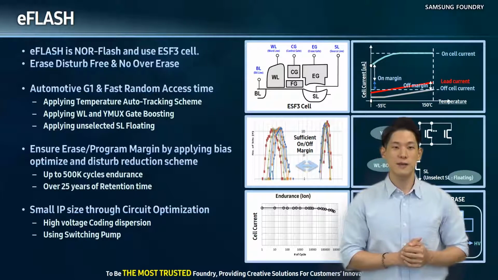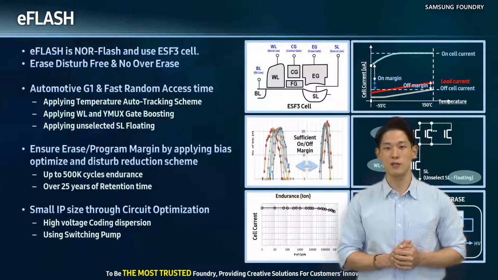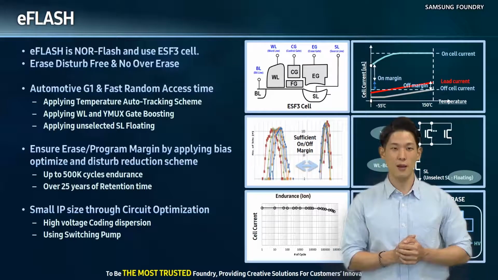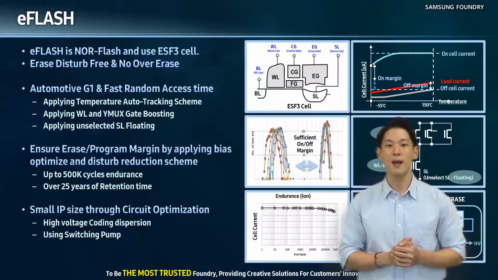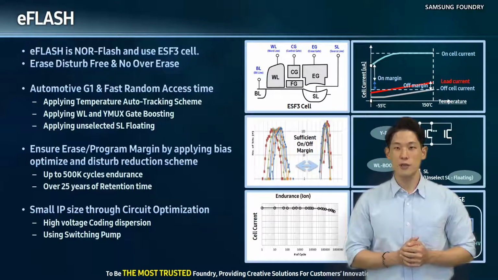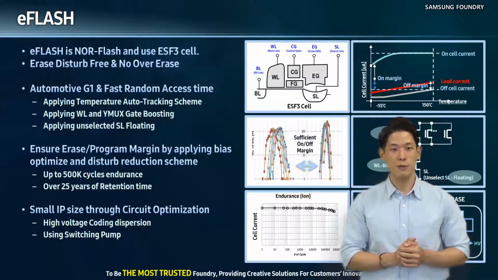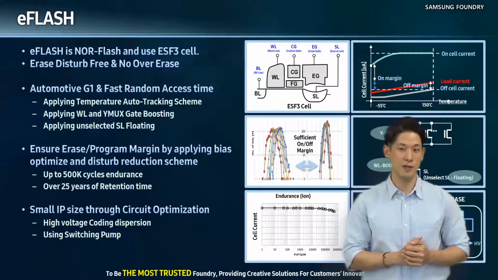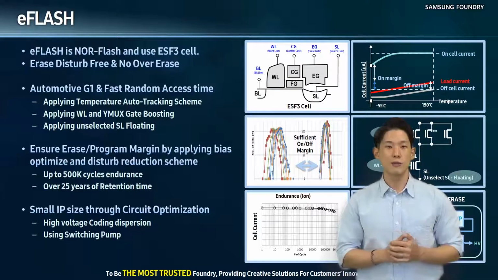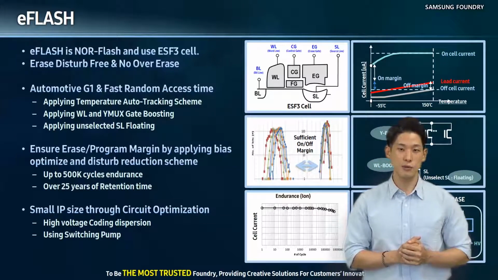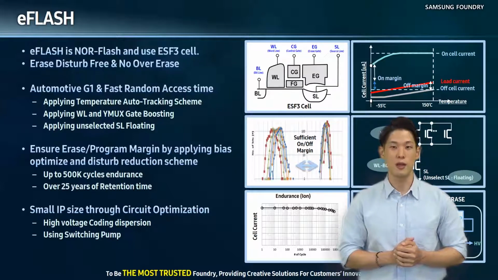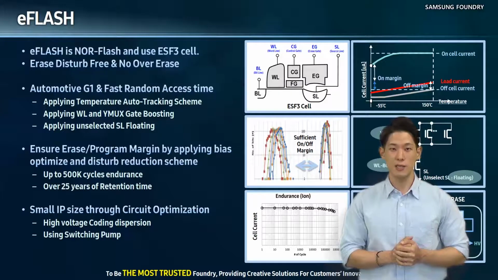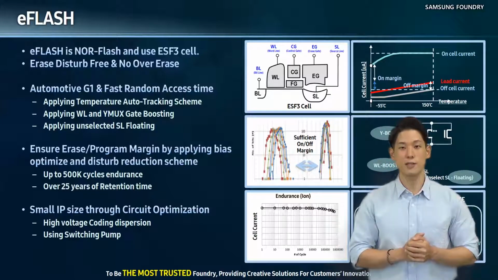Our flash satisfies automotive grade 1 conditions. Controlling the sensing condition is enabled with temperature auto tracking scheme. Boosting the gate voltage of the decoder to solve the leakage problem of high temperature is also applied, without any restriction in the speed. And the source line floating technique is applied as a solution to high temperature leakage. This allows the number of cells per bit line to be increased, resulting in the reduction of the size of flash IP.